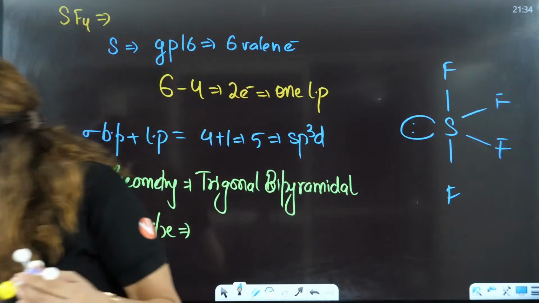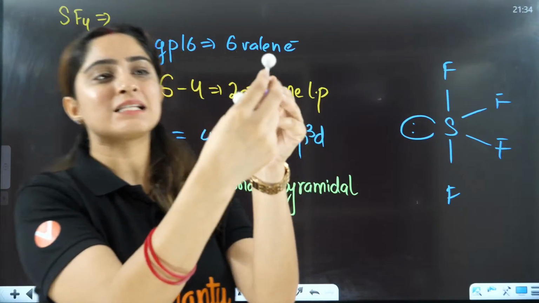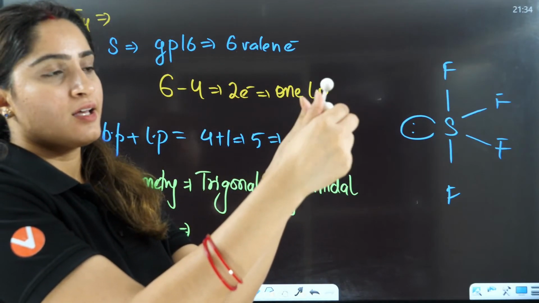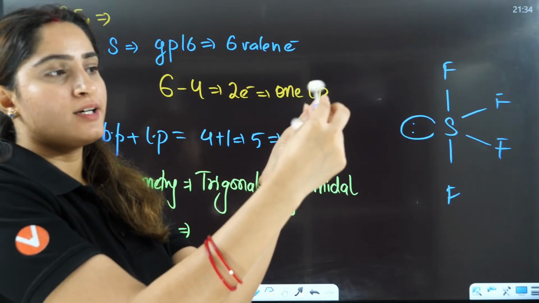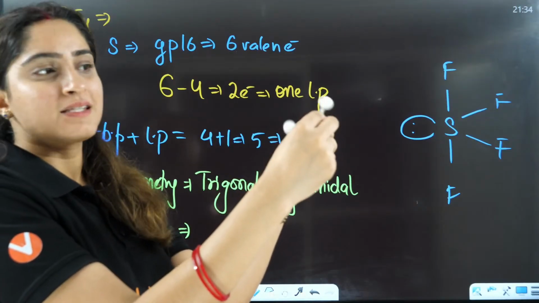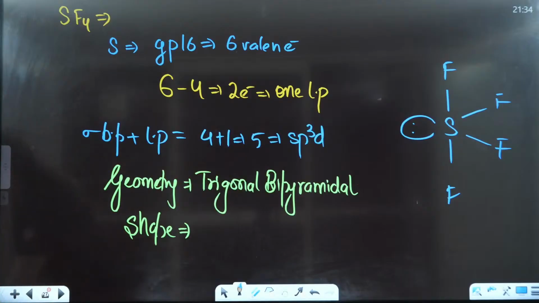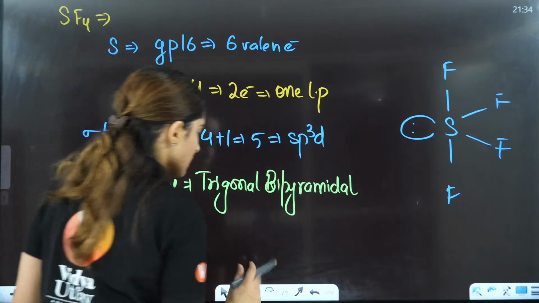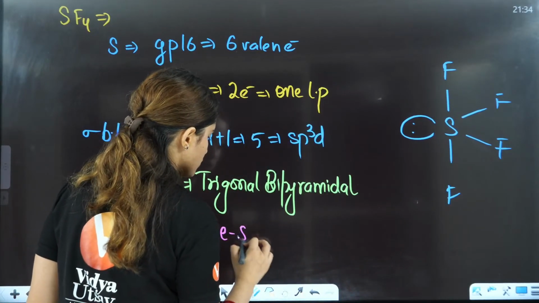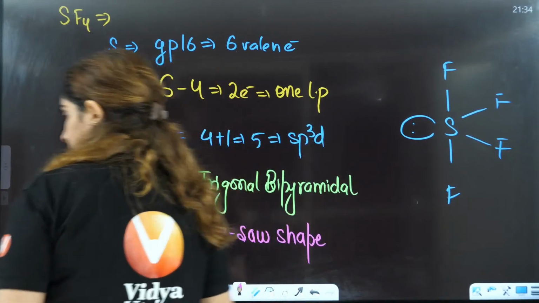So how do you visualize it? What is a seesaw shape? Just ignore the lone pair. Can you see this is like a seesaw, right? Have you ever taken a seesaw? This is you and this is your friend, right? Seesaw position this is, right? So that's why this is called a seesaw shape, a very famous shape.